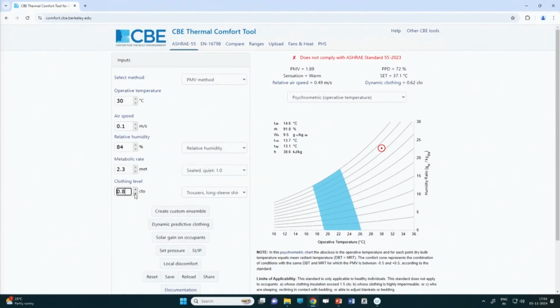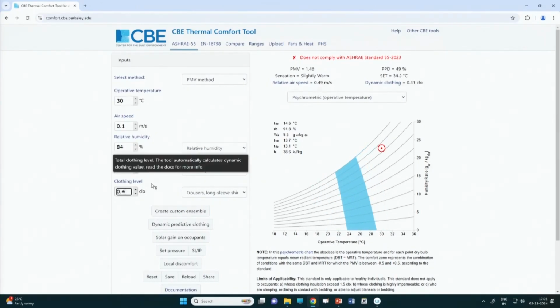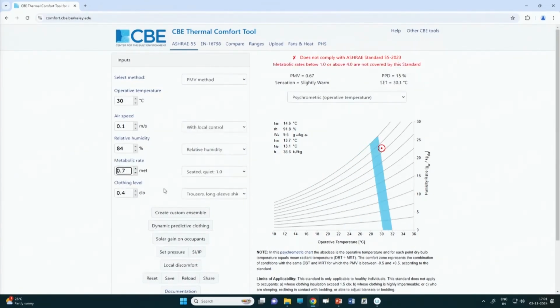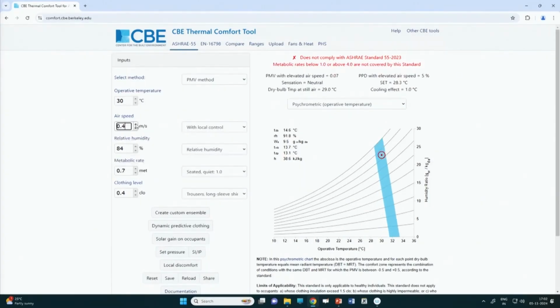So, what we have to do? You have to reduce this value. No, 0 may not be a good value. But your MET activity has to be very low. Then probably you are in a slightly warm scenario. Here what we can do is increase the air speed. If you increase the air speed, you can be neutral. It is humid, so you have to increase the air speed, and it will be neutral.